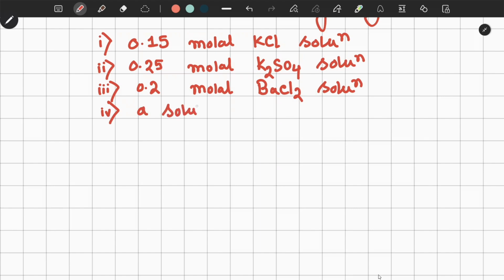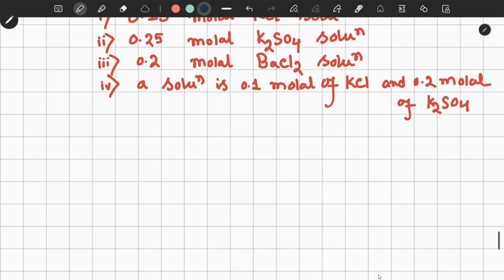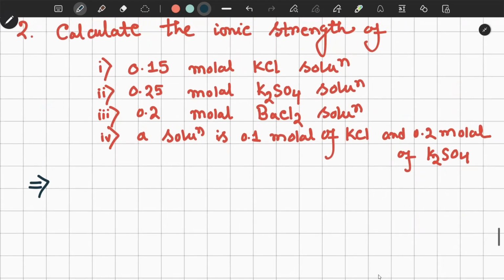The last one is a solution that is 0.1 molar in KCl and 0.2 molar in K2SO4. Everything is in molar, so no problem. Just calculate it. I think it is easy. You calculate it, then I will also do it.